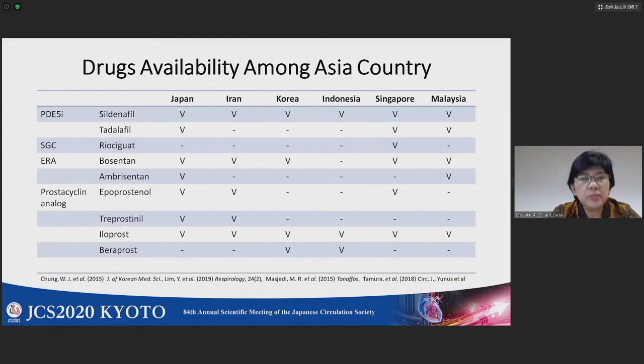How about the drug availability among Asian countries? There is variation of drug availability among Asian countries. As we can see, Japan has the most complete drugs for PAH, but Indonesia has the most limited drugs available compared to the other countries. Moreover, some drugs are not widely available in most hospitals there. Hence, here in Indonesia, we still try to do our best to advocate the government to provide the drugs widely.